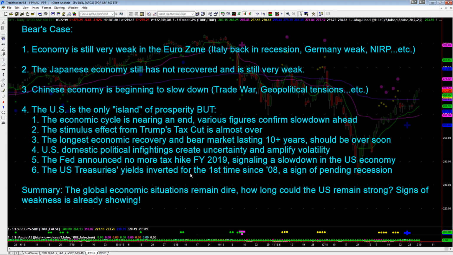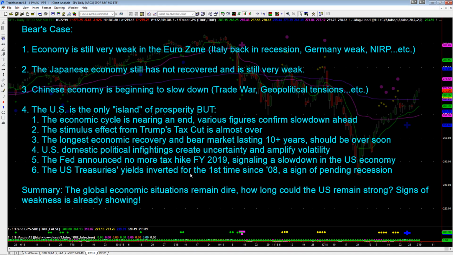Number one, our current economic cycle is nearing an end. We've been expanding for quite a while now, and the various figures that have just been released lately show that the growth rate has been slowing down. So you can see that the slowing down is actually happening now.